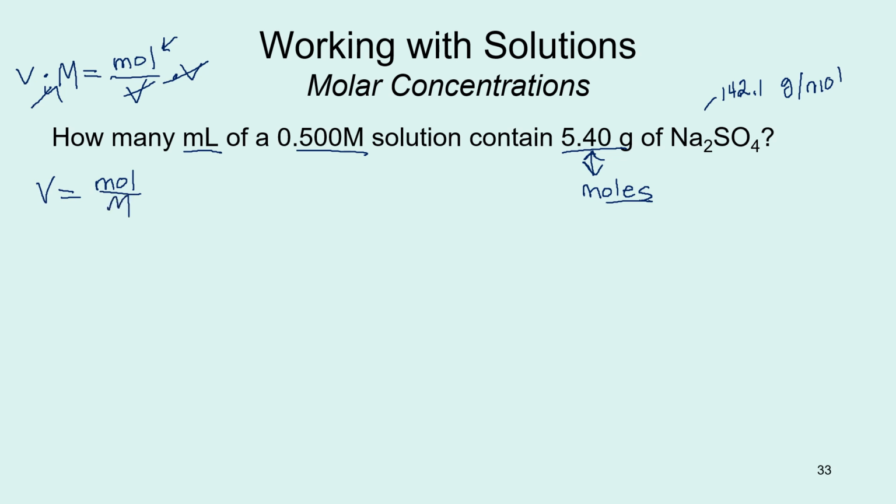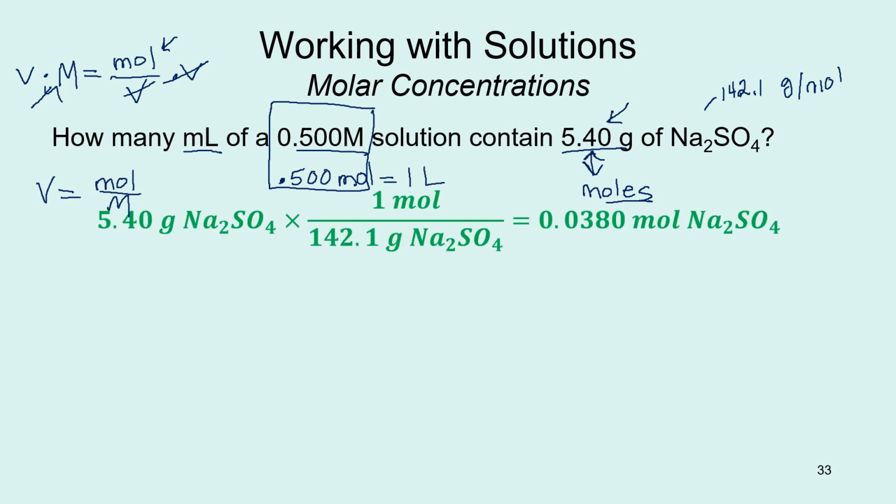So we could take the moles divided by the molarity to get the volume, or like I said, it's the same difference. We can use this as our conversion factor. So I know that 0.500 moles equals 1 liter. So either one, they're going to work the same way. So let's start with what we know. I want to know how much of this I need to get this. So 5.40 grams is my starting point. Like I said, I have to convert that to moles because this is in terms of moles.